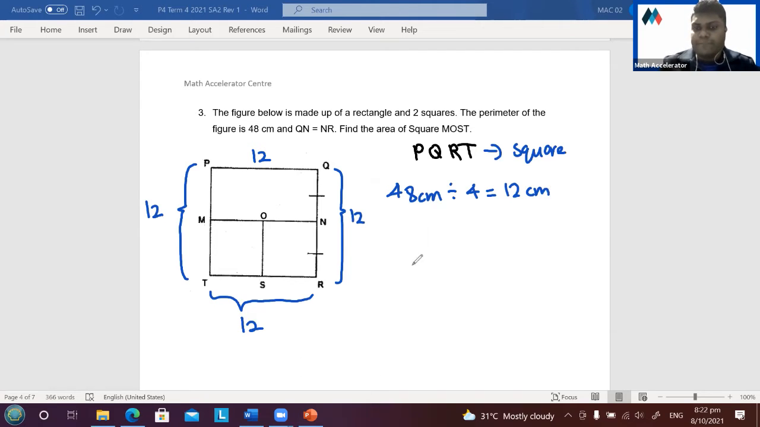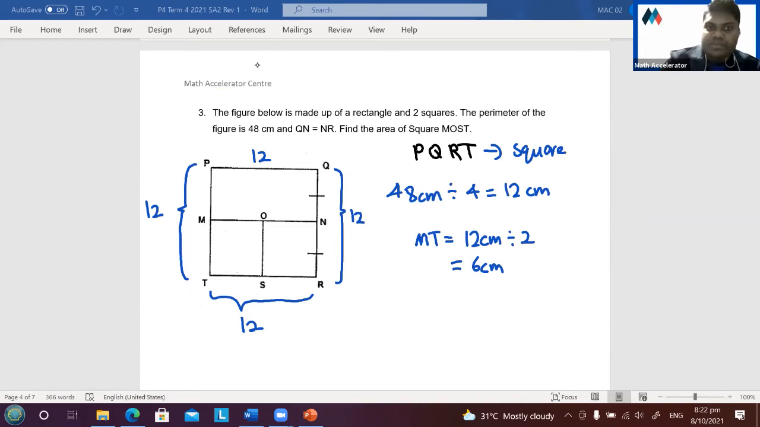All right then. So can you find what is the length of MT? Can you type in the chat? What's the length of MT then? Very good. You take 12 cm, you simply divide it by 2. You get 6 cm. All right then.